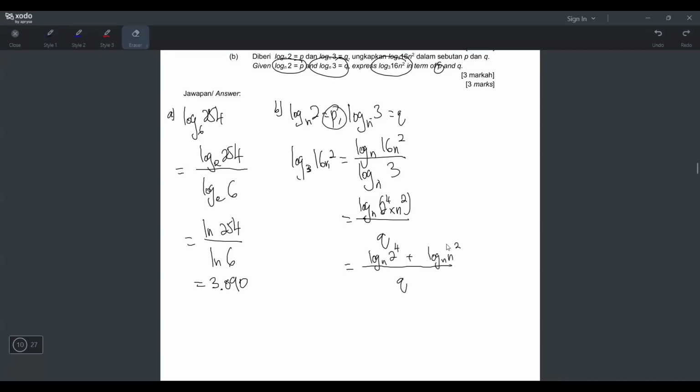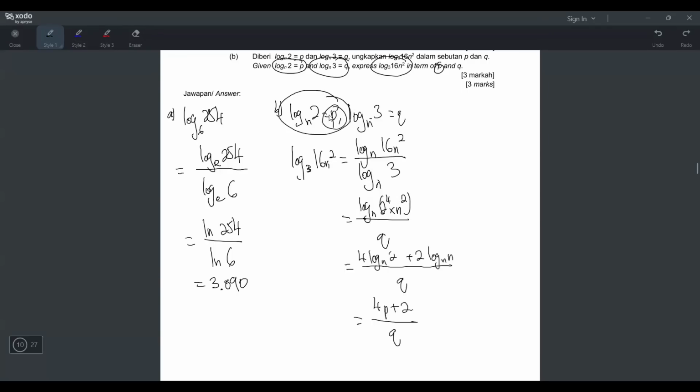And we all know what we can do with the power. We can move it to the front. So the 4 you move in front, and the 2 you also move in front like this. So now you get your answer already. It will be 4 times log n 2, which is P, plus 2. Log n n you can cancel to 1. So you are just left with 4P plus 2Q, and that's your answer. Right?